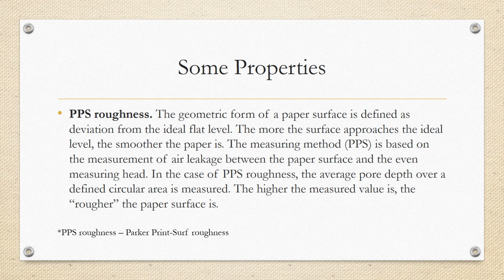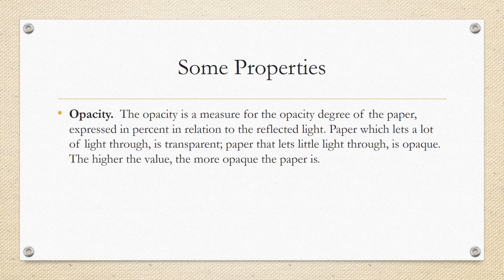As mentioned in the last sentence, the roughness of a paper is a big factor in maintaining a smooth printing process. Why? The more rough the paper is, the higher the possibility of a paper jam. The next property is opacity. The opacity is a measure of the opacity degree of paper expressed in relation to the reflected light. So it is related to the gloss of paper.